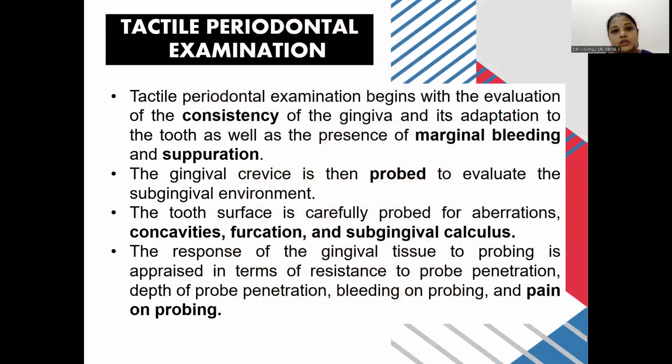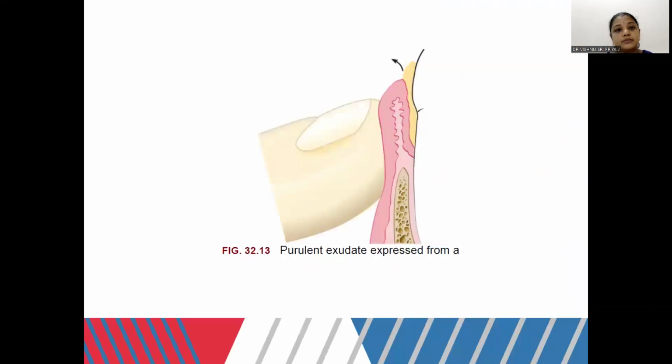Moving on to the tactile periodontal examination, we look for consistency, marginal bleeding or separation. The gingival crevice is then probed to evaluate the subgingival environment. The tooth surface is carefully probed for any abrasions, concavities, furcation, subgingival calculus. The response of the gingival tissue to probing is appraised in terms of resistance to probe penetration, depth of probe penetration, bleeding on probing, and pain on probing.